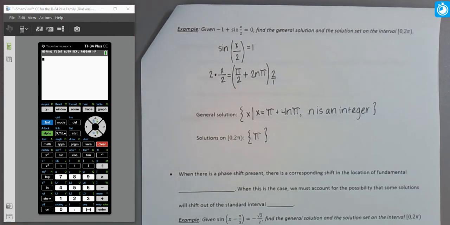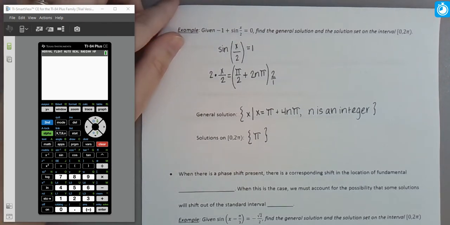So there are a few examples of what's going to happen when we have a coefficient in front of x. And again, that corresponds to a change in the period, which changes how quickly our values repeat, and as such, how many solutions we're going to get from 0 to 2 pi.